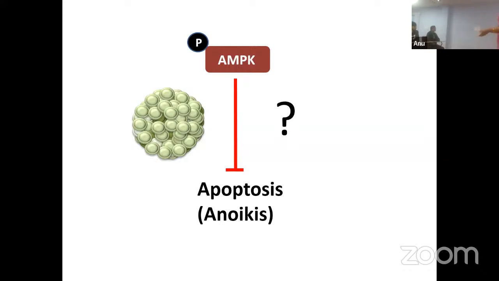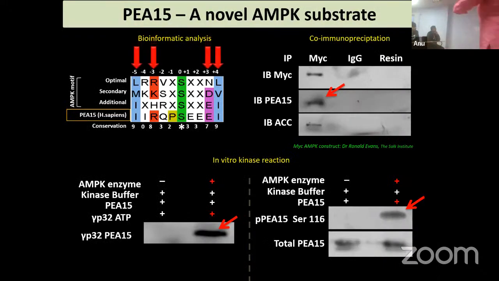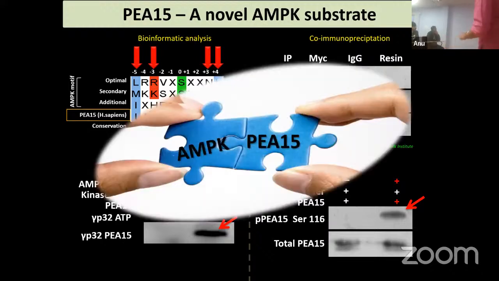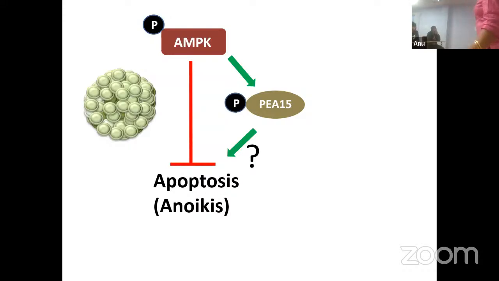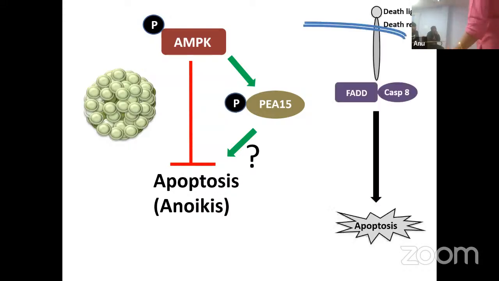Then we ask the question, how is AMPK doing this? Doing what? How is it preventing the cells from undergoing cell death by apoptosis or anoikis? I will cut these stories short because you guys are from varied backgrounds. So as cell biologists and biochemists, we have a lot of tools. We identified PEA15 as a new molecule, which is downstream of AMPK. And we figured out that AMPK phosphorylates PEA15. And this phosphorylation is what now allows the cells to prevent apoptosis.